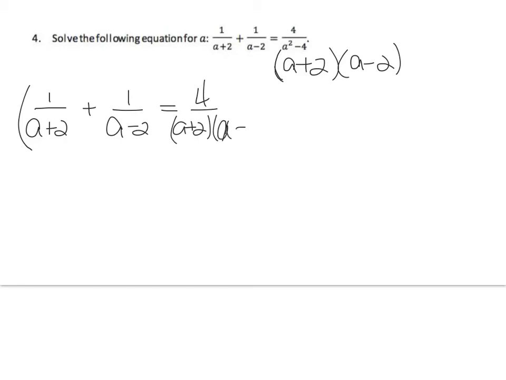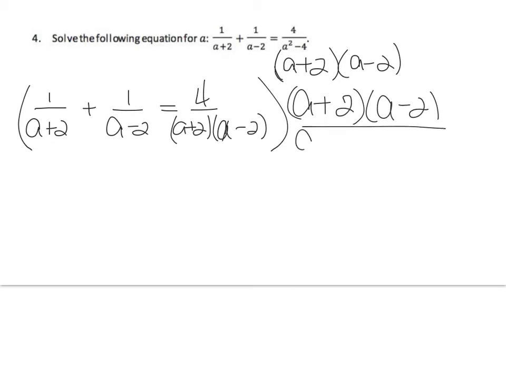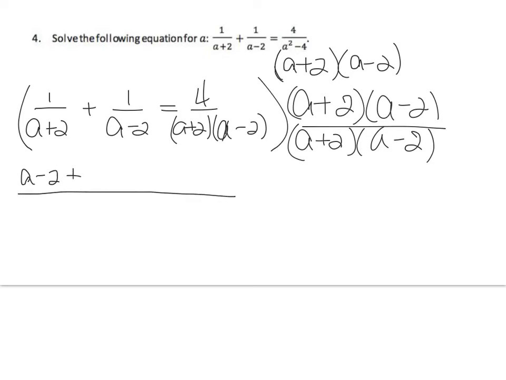Goodness. I really want to write an x, don't I? So everything over a plus 2, a minus 2. So the first expression, I'm missing the a minus 2. The second expression, I'm missing the a plus 2. I made too long of a line. I did skip a step here. I hope you see that. And that's going to be equal to 4.